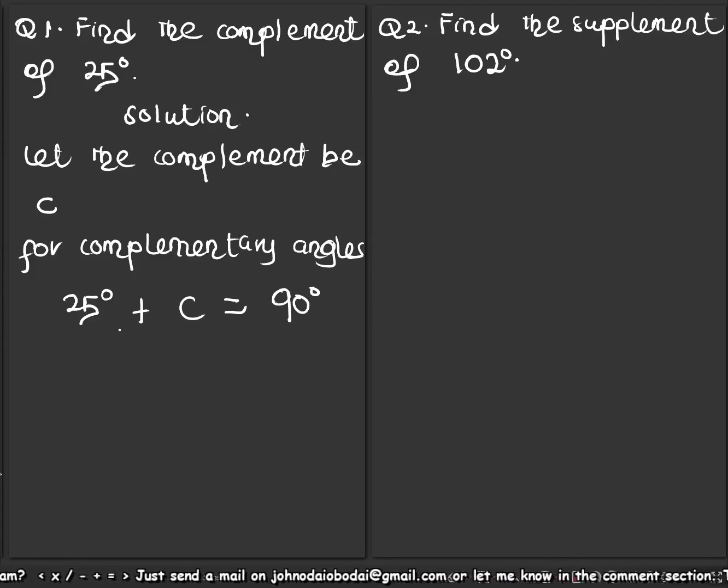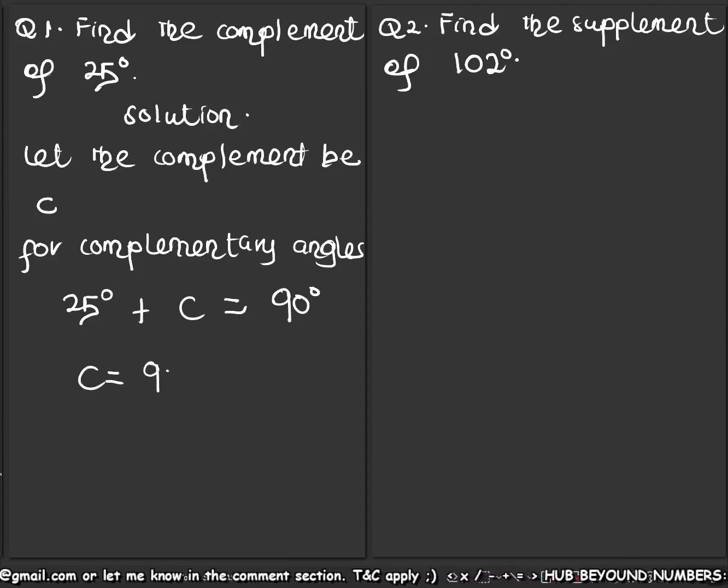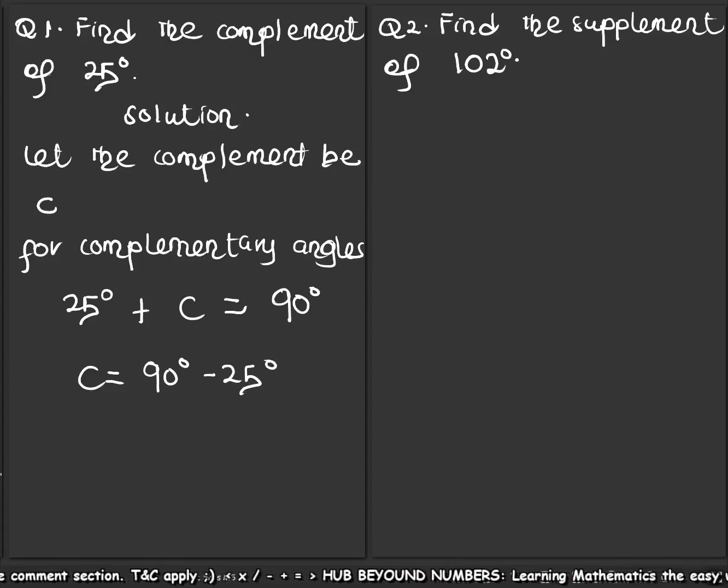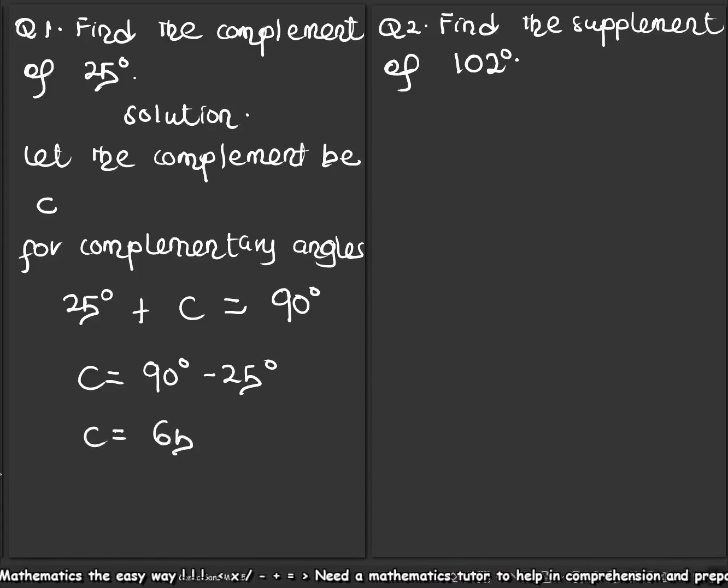So now that we've been able to establish that fact, it is now an equation left for us to solve. So 25 plus C is equal to 90. Making C the subject, it means our C is equal to 90 degrees minus 25 degrees. And 90 minus 25 is going to give us 65 degrees. So you say, therefore, the complement of 25 degrees is 65 degrees, and that is it.